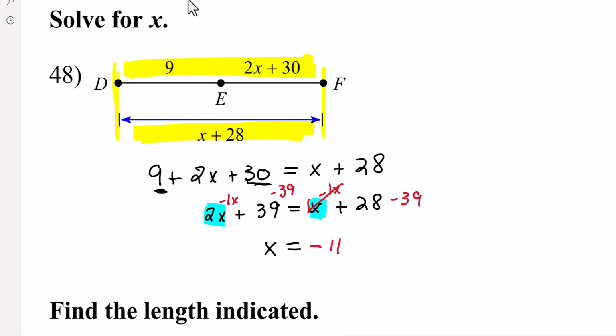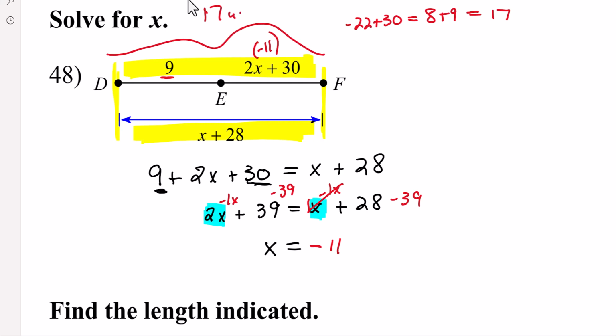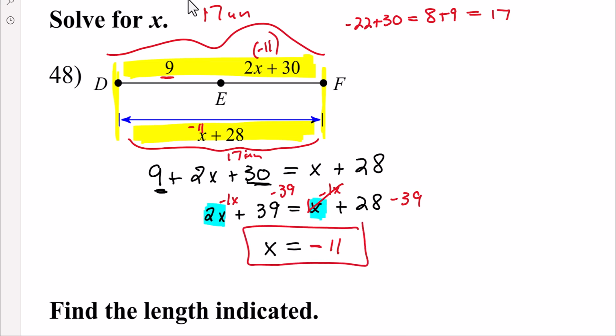So we just want to check what x is equal to. It's a -11, but let's go ahead and check that out. So if we put -11 in there, we have 2 times -11, that's -22 plus 30 is 8, plus 9 is 17. So that's saying that this length right here is 17 units. Well, if I put negative 11 right there, negative 11 plus 28, this is also 17 units. So that means where x is equal to negative 11, that makes sense.